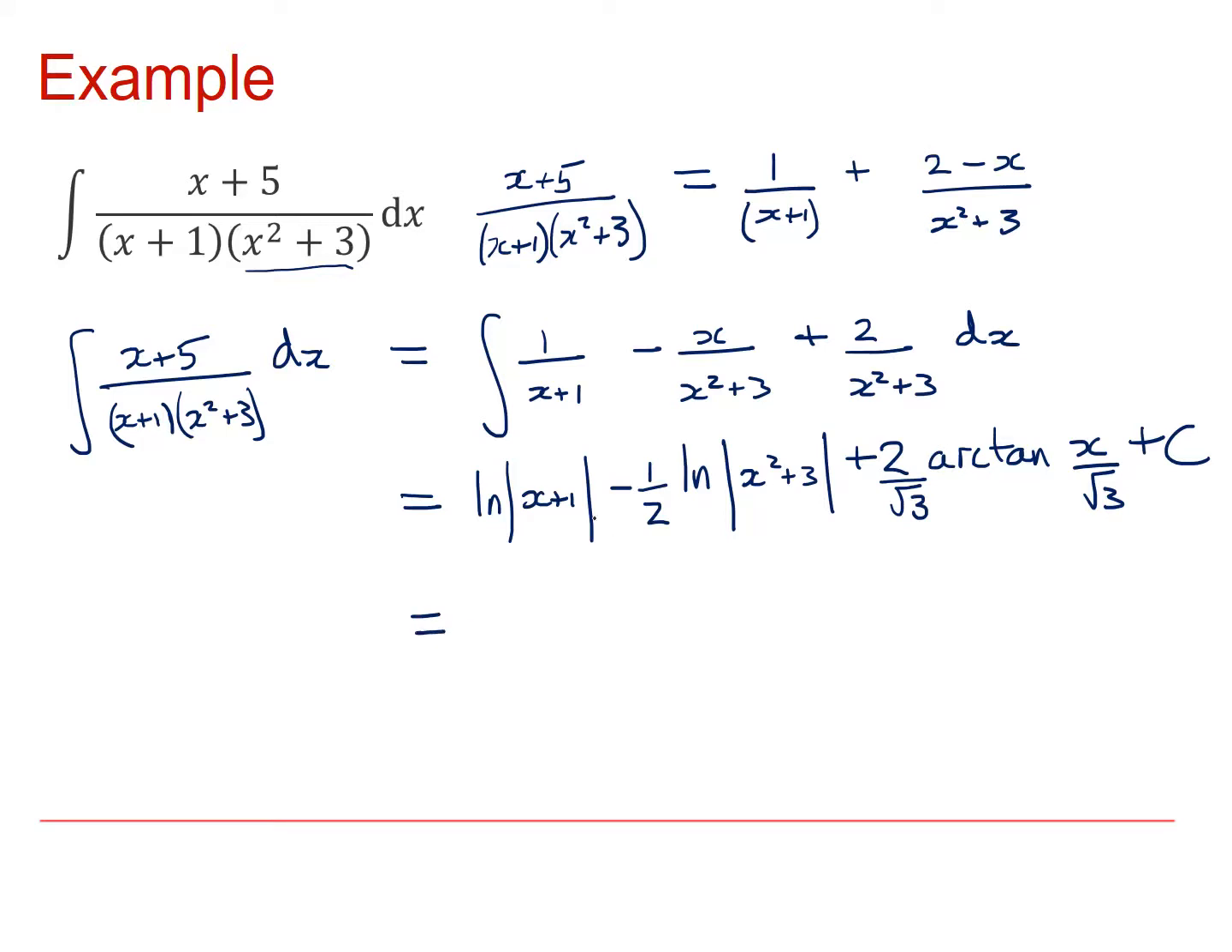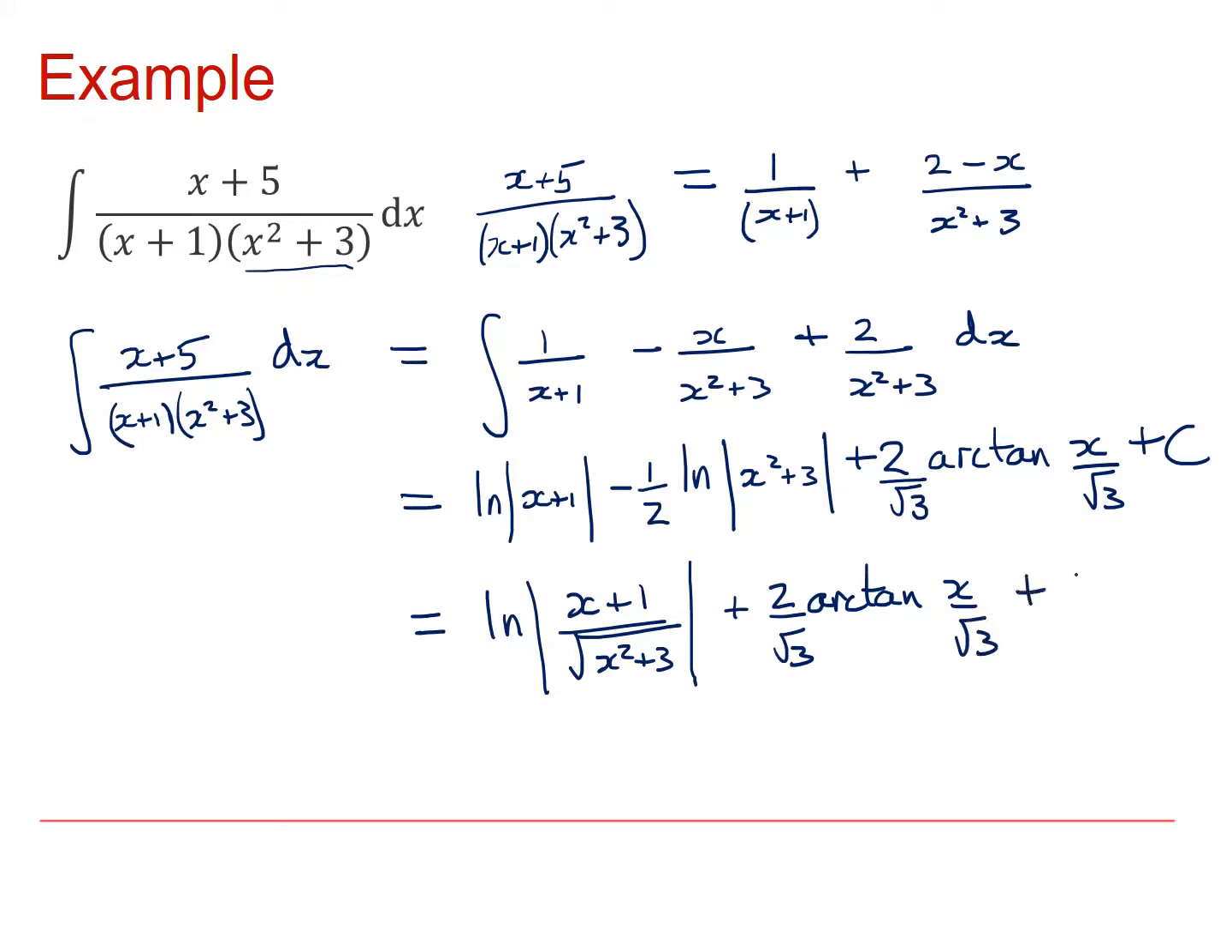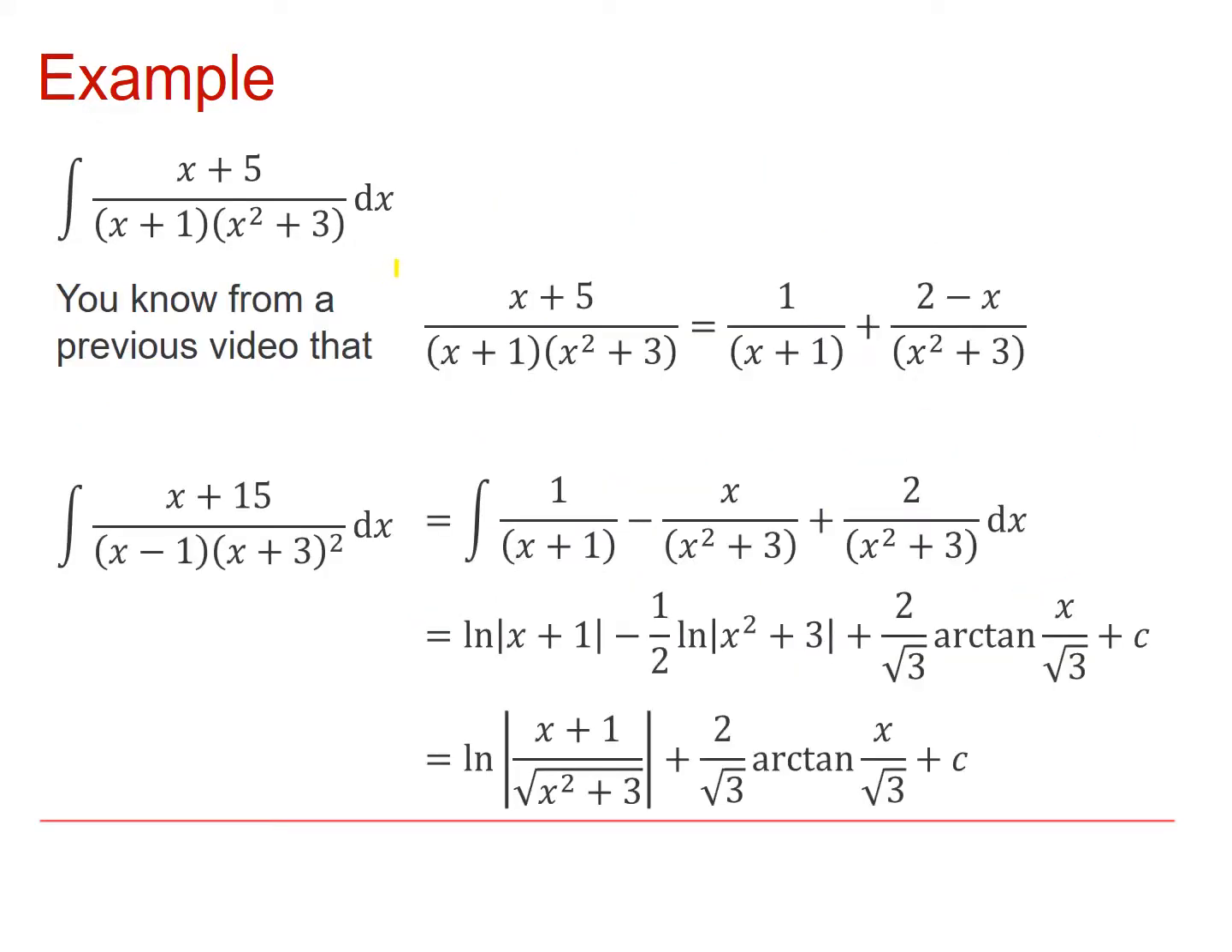Now, as before, we can combine the logs together. This minus sign means I'm going to get a divide, and the half means this thing is going to be square rooted. So I'm going to get the log of mod x plus 1 over the square root of x squared plus 3. And then I'm going to get the remainder of my result, 2 over root 3 arctan x over root 3 plus c. There's that tidied up.